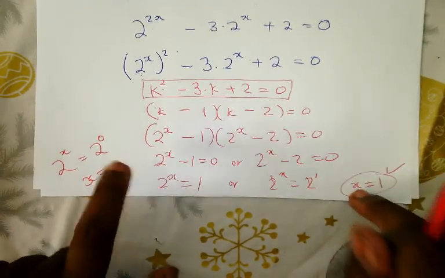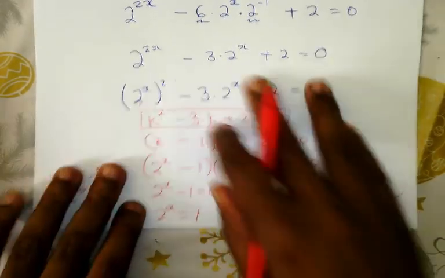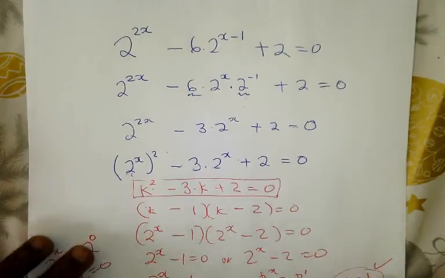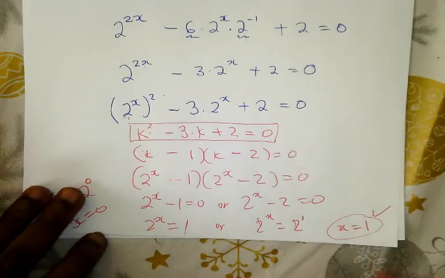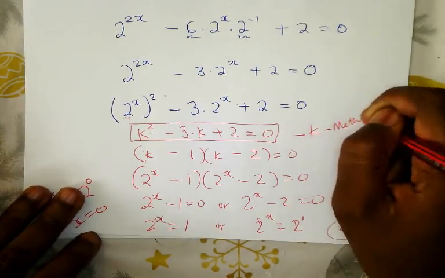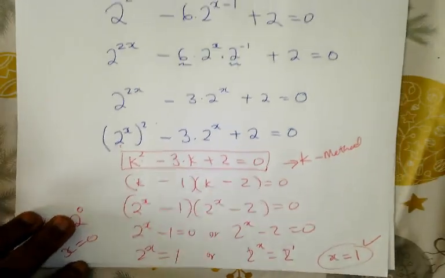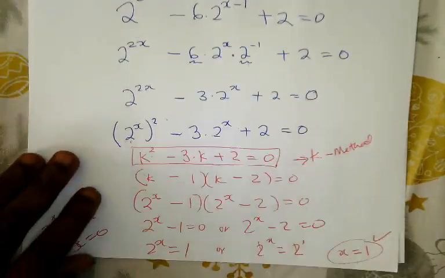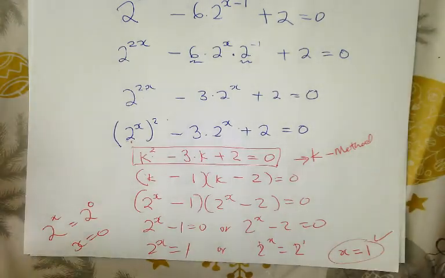Take it slowly, slowly. We call this the K method. And try questions like this in your textbook. If you have any questions, shout. Let me see if we can pick any other question.